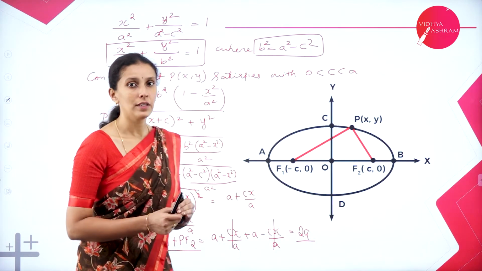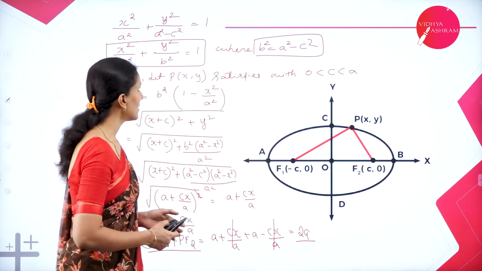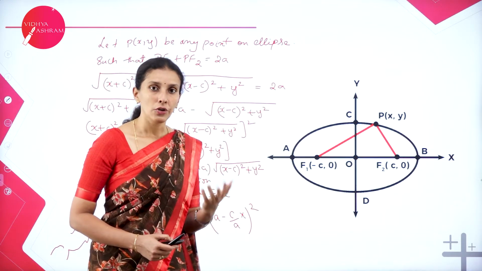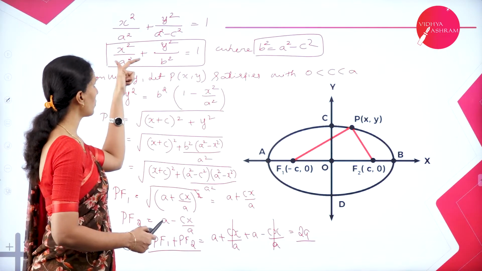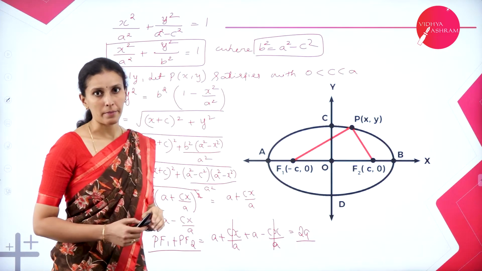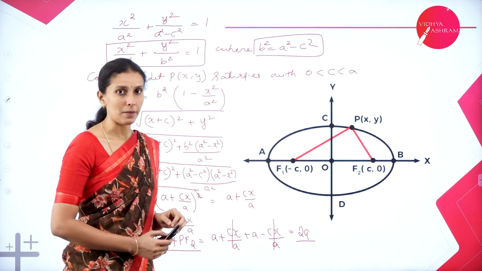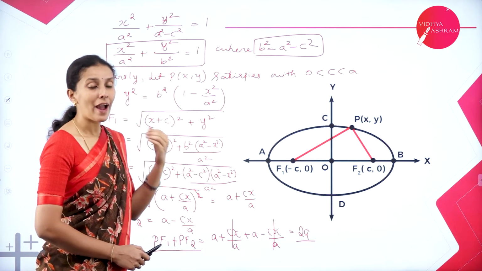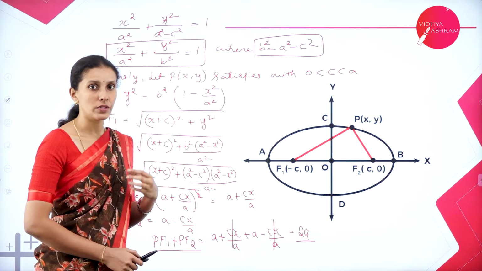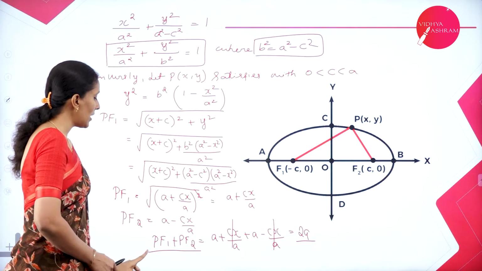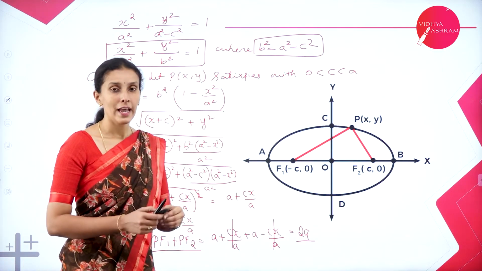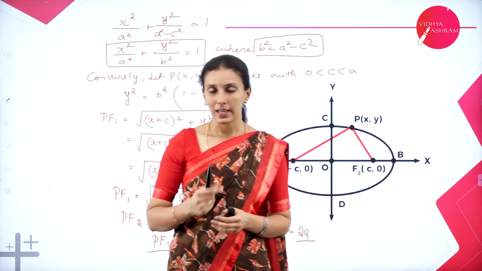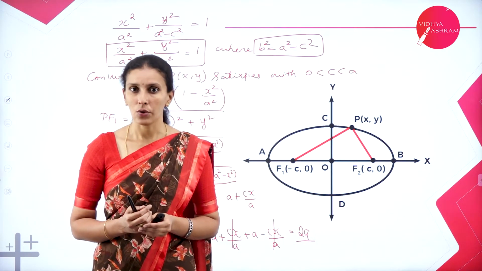So the converse part of the relation is also true. That is, when you have taken the equation PF1 plus PF2 is equal to 2a, you will get the standard equation as x square by a square plus y square by b square is equal to 1. So that is the standard equation of an ellipse. Now suppose you take any point P that satisfies this equation, then you get the relation PF1 plus PF2 is equal to 2a. Hence, the theorem is proved. That is, the standard equation of an ellipse is x square by a square plus y square by b square is equal to 1.